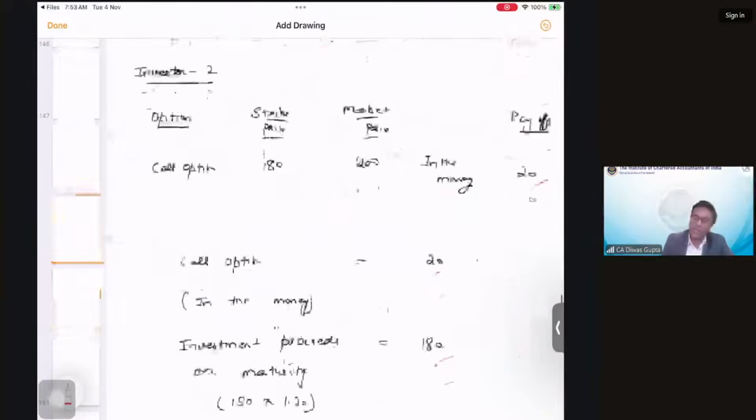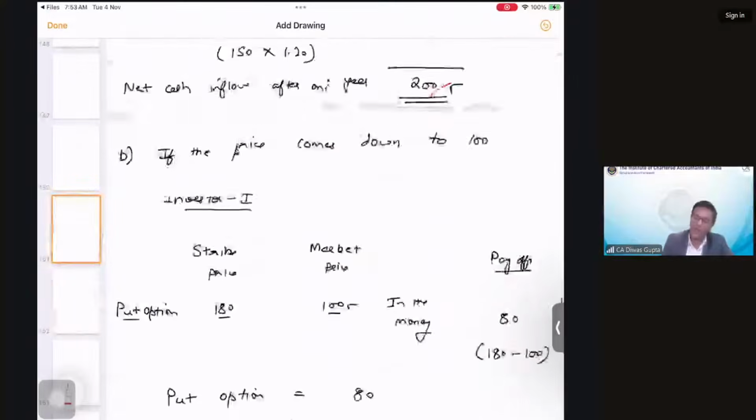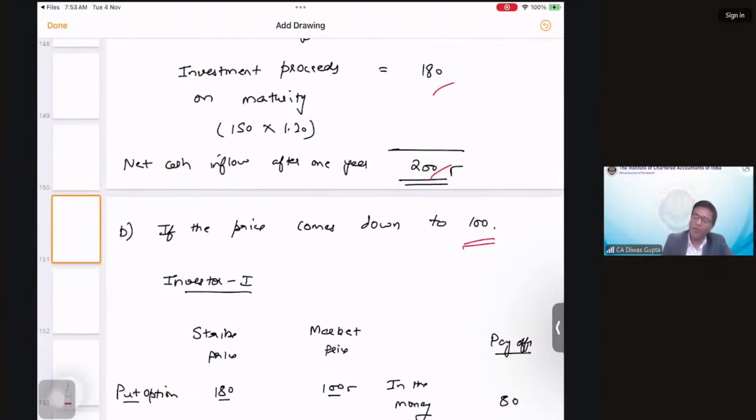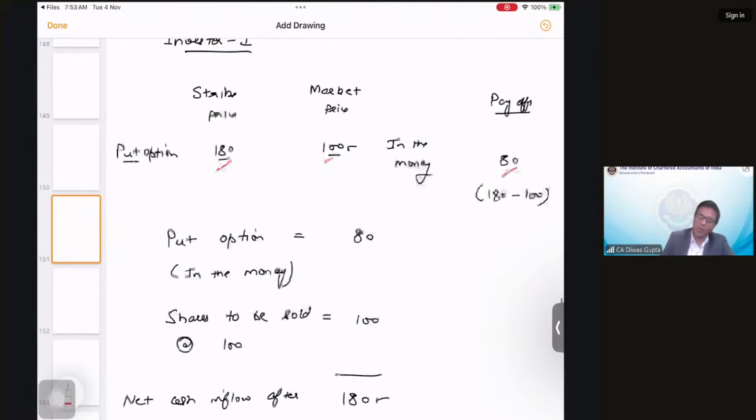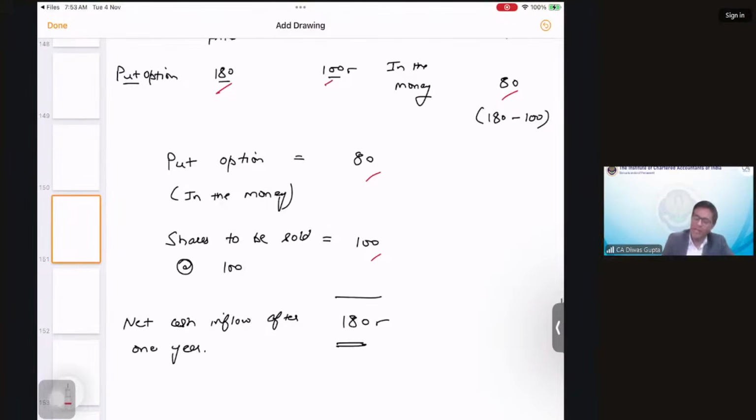So let's do one thing. Let's take another example of another price so as to prove our theory. Now, in this case, let's take an example of 100 rupees. If it is 100 rupees, the put option will become in the money by 80 rupees. Why? Because 180 is the strike price, 100 is the market price. So that 80 rupees becomes the payoff. So the put option is in the money by 80 rupees. Shares will be sold at 100 rupees. So in totality, this person will get 180 rupees.